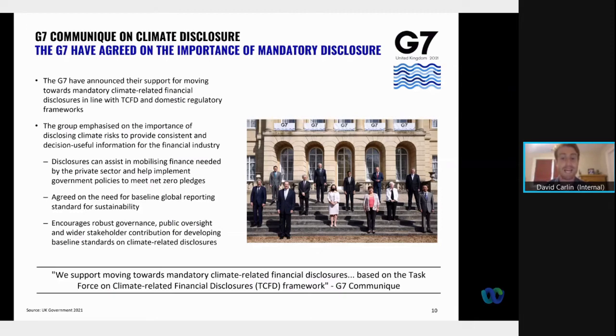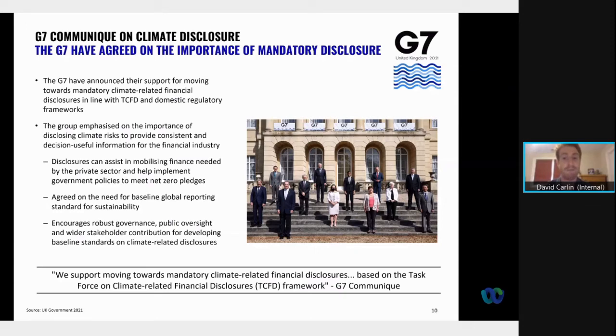So what that means is the expectation from those G7 nations is that regulation and guidance will align to the TCFD, and that the expectation has been set that institutions that do business in these countries will make these types of disclosures in order to provide both comparable and standardized information for stakeholders, including the public, regulators, as well as investors and internal decision makers.